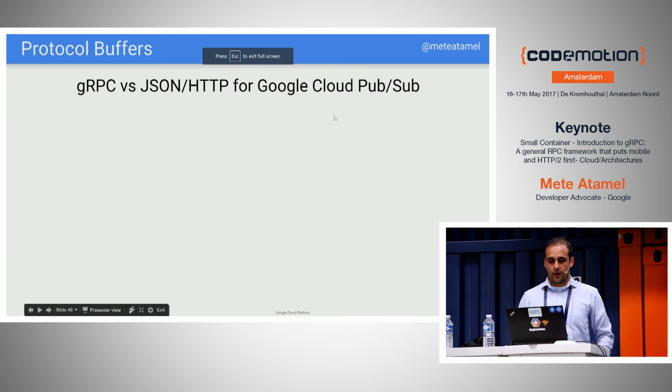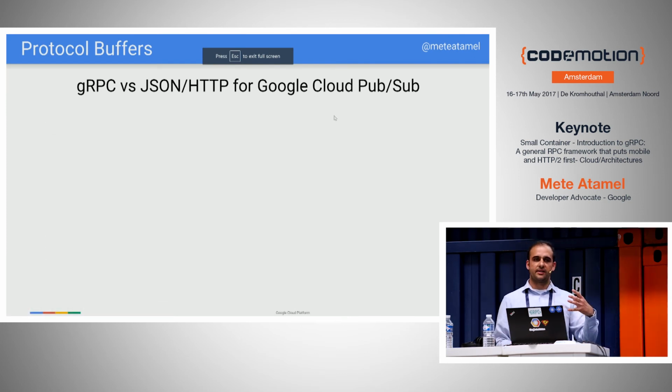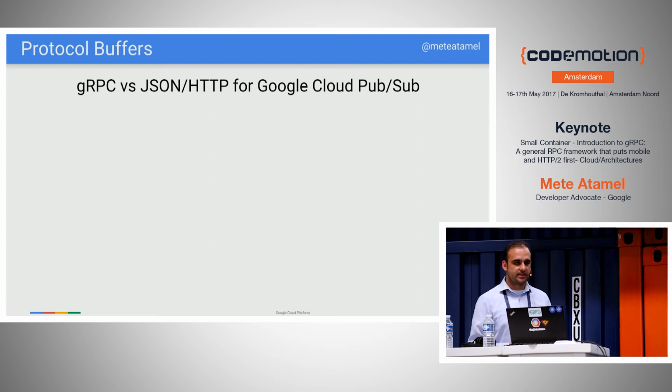All right, so this kind of handles the connection efficiency that you have with HTTP2. Now, what else do you have with gRPC? The other one is the serialization efficiency, so what goes over the wire. So what most people use is protocol buffers with gRPC.